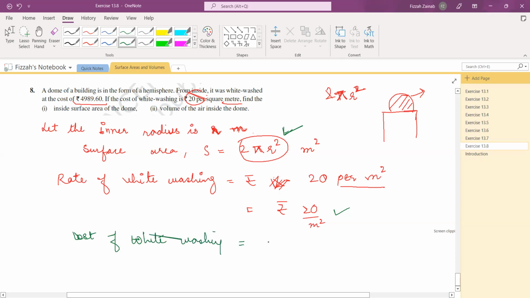So the cost of whitewashing will become your rate into surface area. Just for a reminder, I'm writing. You multiply rupees 20 divided by meter square, this is your rate, into 2 pi r square. Is this correct? This is also in meter square.